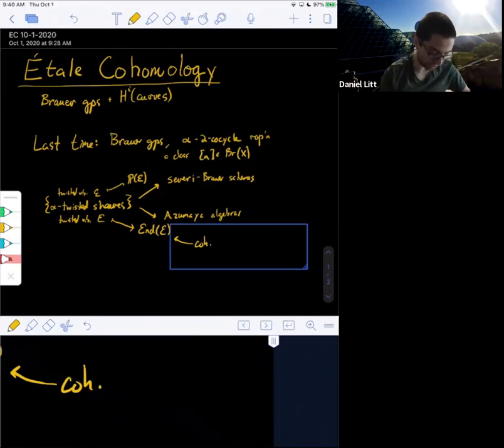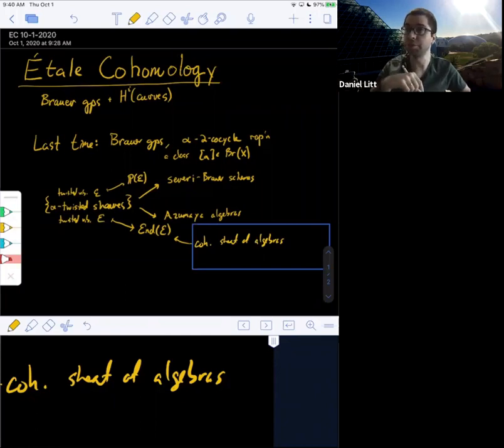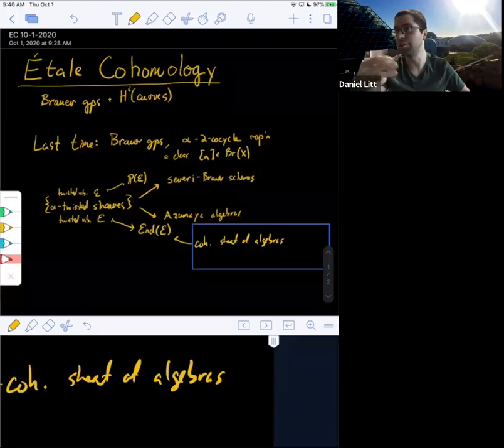So this endomorphism algebra is a coherent sheaf of algebras, and it, moreover, is an Azumaya algebra, which means étale locally, it's isomorphic to a matrix algebra, in other words, the endomorphisms of a trivial vector bundle. And that's just because an alpha-twisted vector bundle is étale locally a vector bundle.